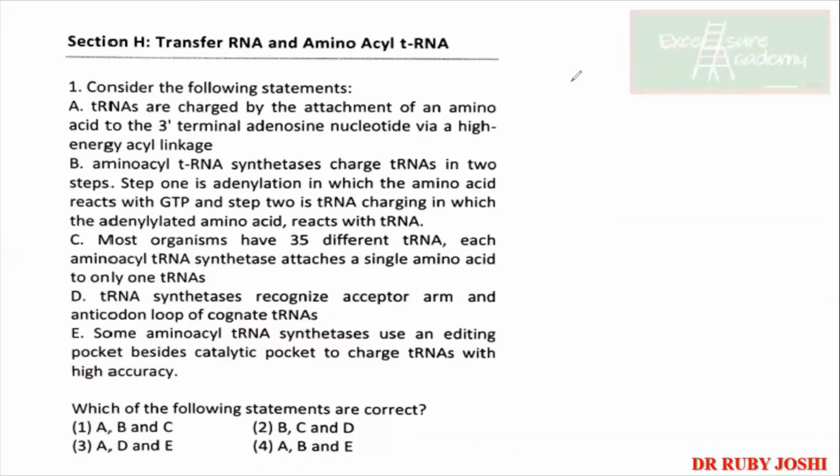Have I ever mentioned that the organisms have 35 tRNAs and हर एक tRNA के लिए हर एक amino acid है और vice versa? Have I ever mentioned like that? No, ma'am. Okay, so from that statement it should be clear that C आपका गलत statement है. Okay, so option आपका 1 भी गया और 2 भी गया.